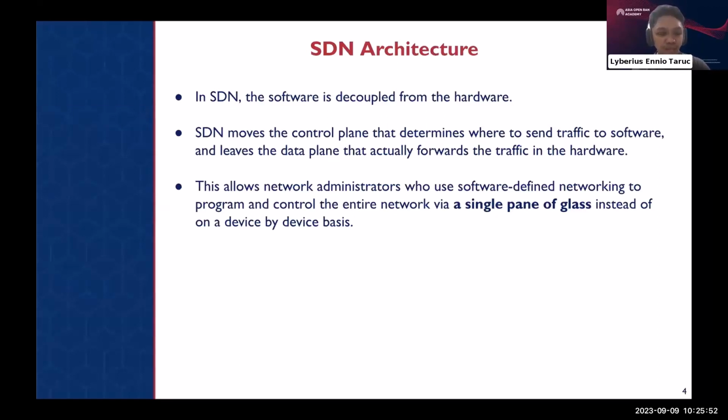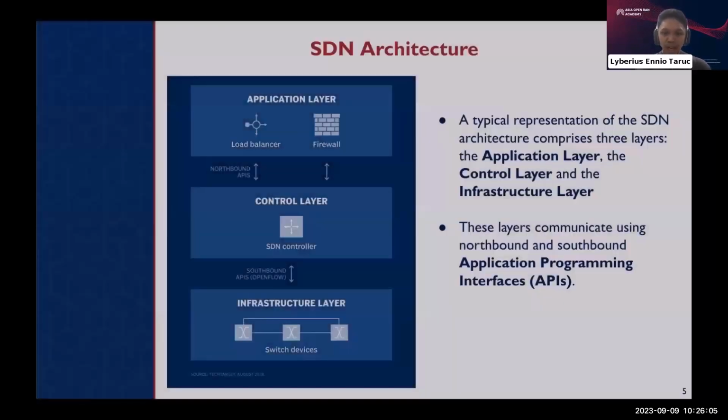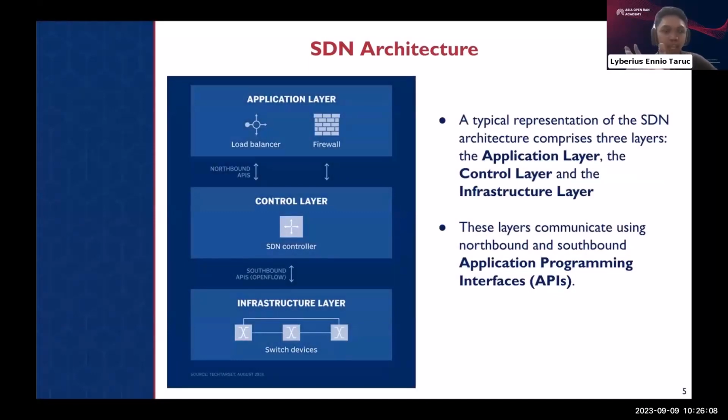The purpose of having an SDN architecture is having a single plane of glass instead of having several device by device perspectives. Okay? Now, generally speaking, the SDN architecture consists of 3 layers, and these layers are stacked on top of each other. First off, you have the infrastructure layer. This layer is where your switches are located. This is where your forwarders are also located.